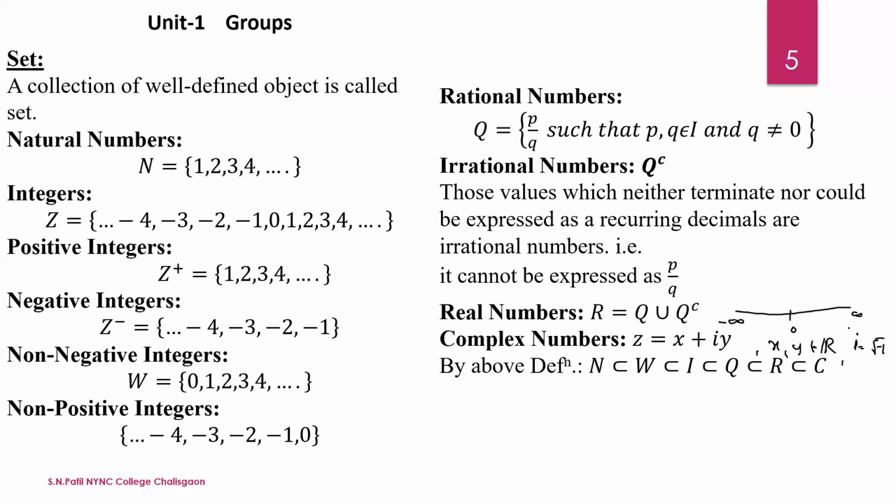Now this is the chain from the above number system. The set of natural numbers is a subset of whole numbers. The set of whole numbers is a subset of integers. Integers are a subset of rationals. Rationals are a subset of R, and R is a subset of complex numbers. That is, the complex numbers form the superset.